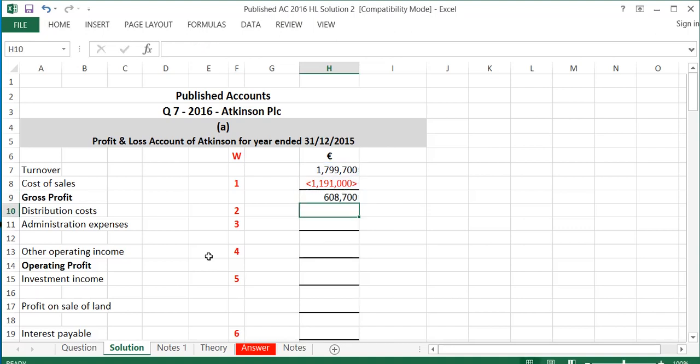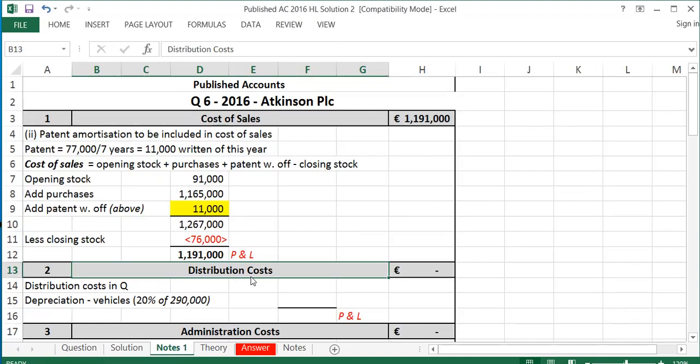Now I have to take away my distribution costs and my administration costs. So again, I have to do a note for both of these. So first of all, I'm going to do my distribution costs. Now the distribution costs from the trial balance, I can see, are 121,000. Depreciation of vehicles also has to go in here, as vehicles are to do with distributing the product.